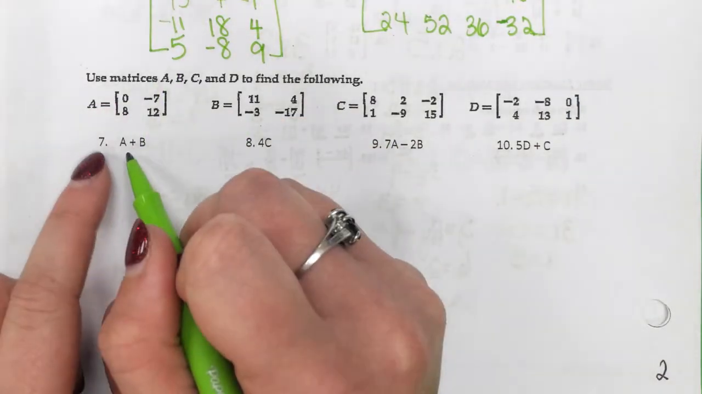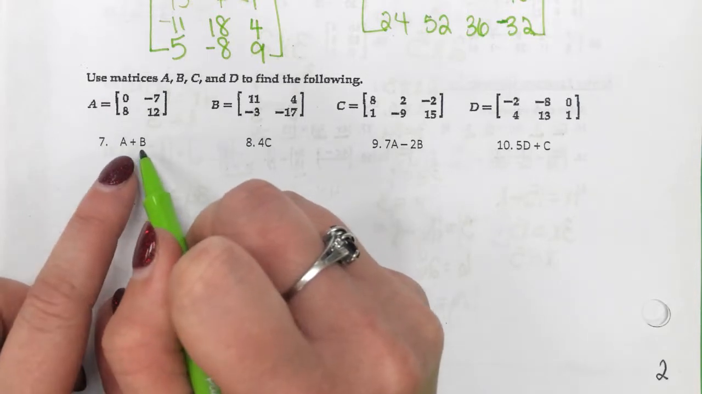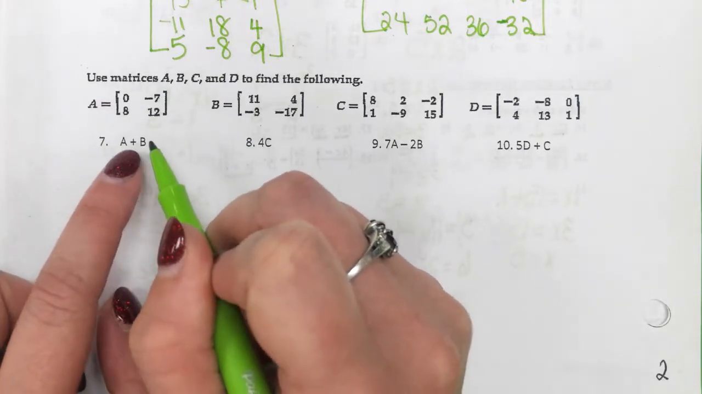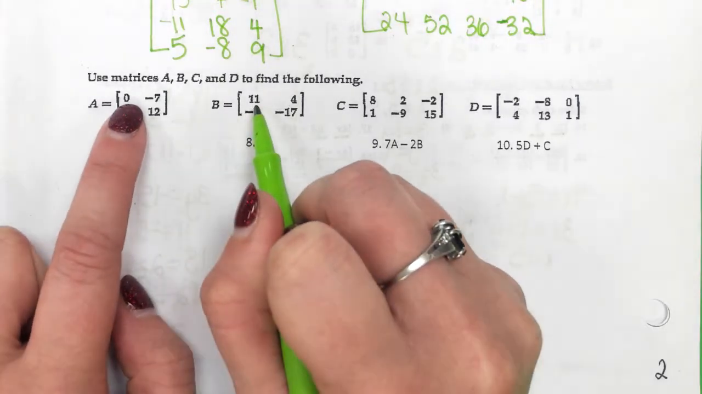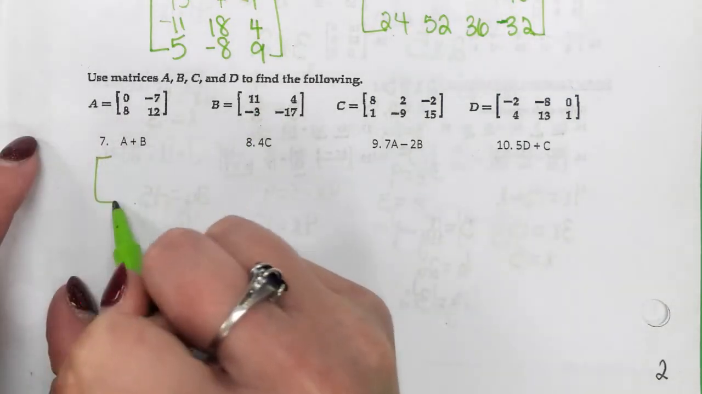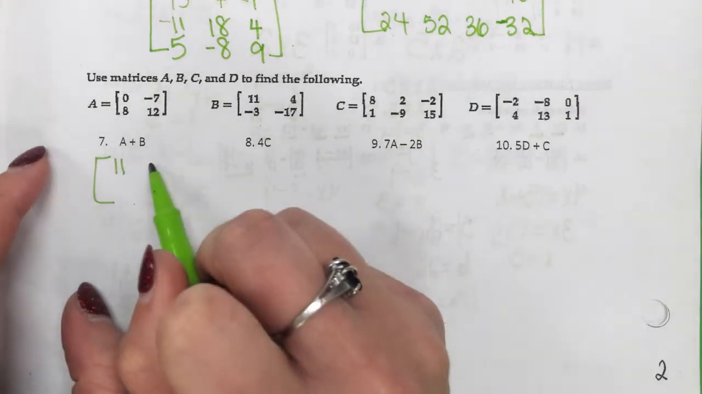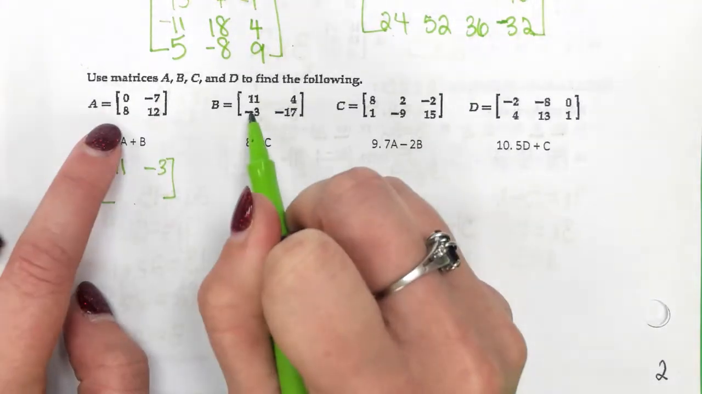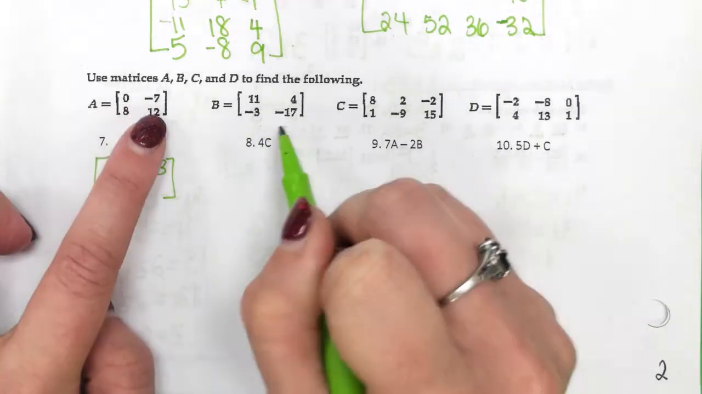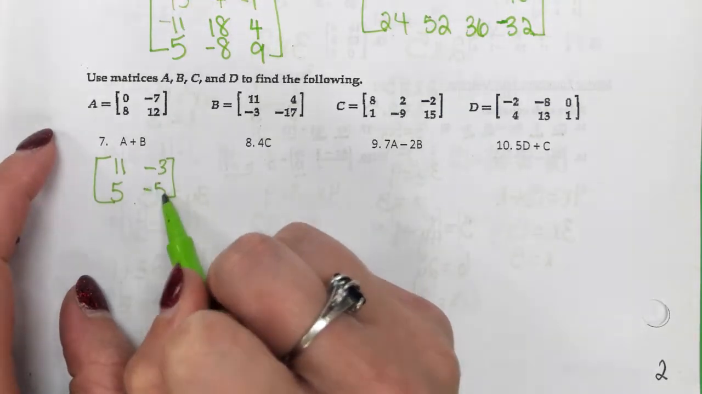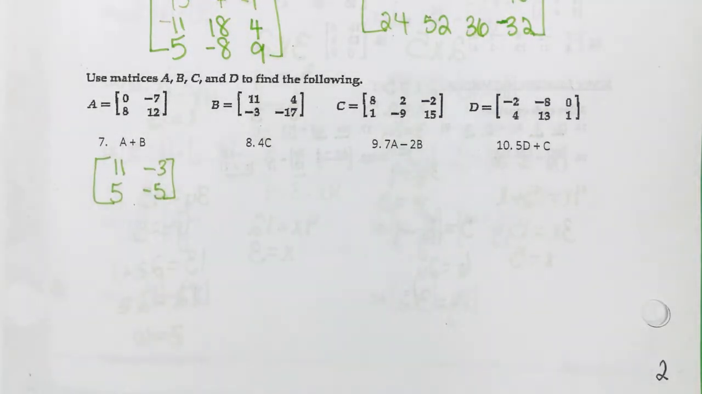Alright, part number 7. What are we going to do? We're going to plug A and B in, and add them together. What do we get? 11, and negative 3, then we got 5, and negative 5. Y'all okay? Easy enough?